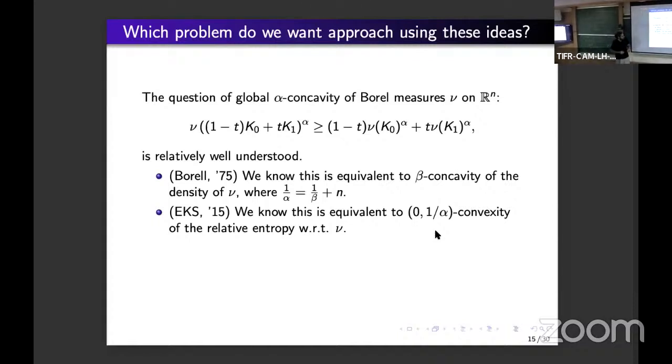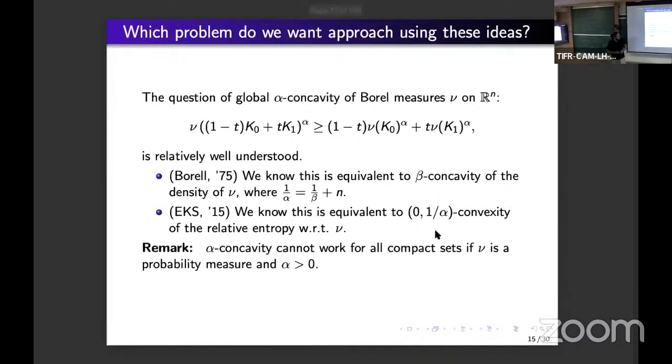Now, if I have a probability measure here, if nu is a probability measure, I cannot get any alpha concavity for any alpha bigger than 0. First thing, if a probability measure or whatever measure satisfies this for alpha bigger than 0, again by AM-GM, it will have to be a log concave measure. And log concave probability measures look like this. Unimodal and stuff. They look like this.